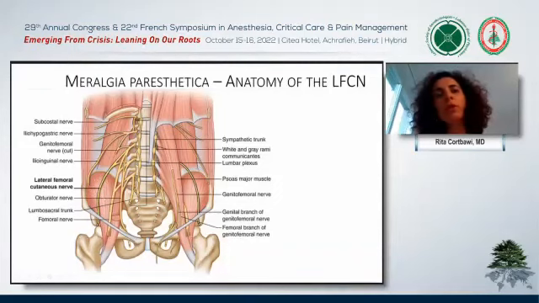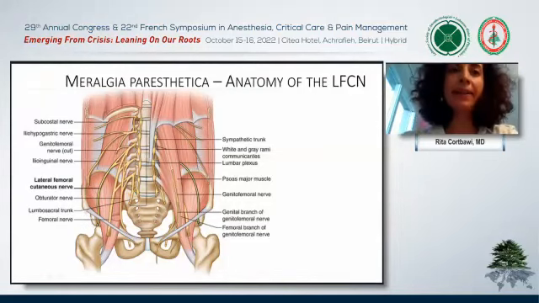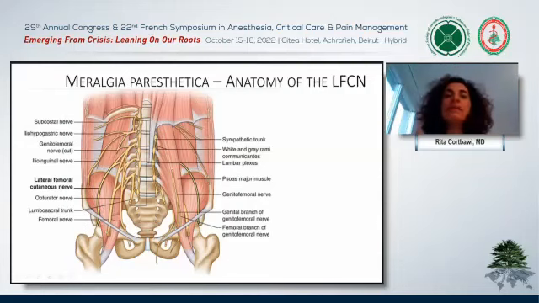The lateral femoral cutaneous nerve, most of the time, in more than 80% of the patients, passes under the inguinal ligament. To find it, we have to place the probe medially and inferiorly to the anterosuperior iliac spine. And then we will see it lying above the sartorius muscle.